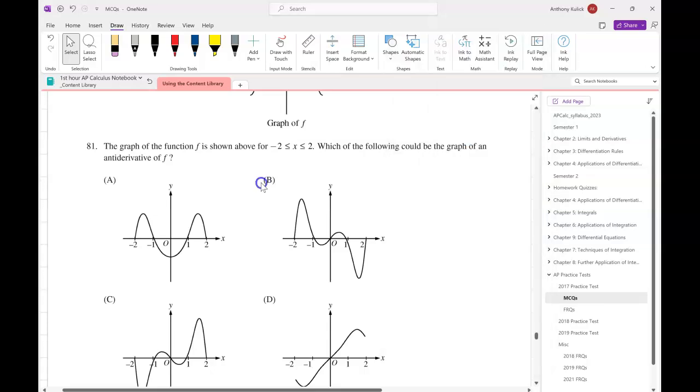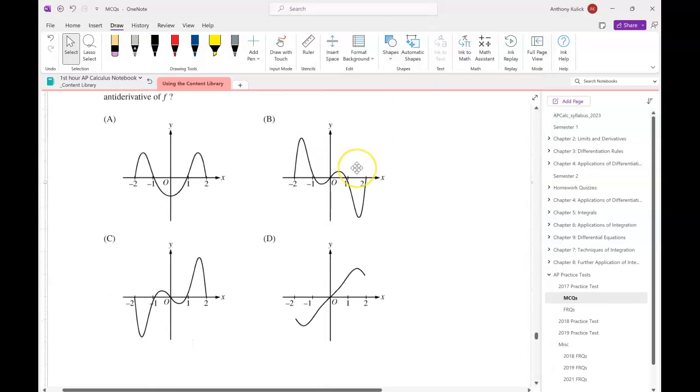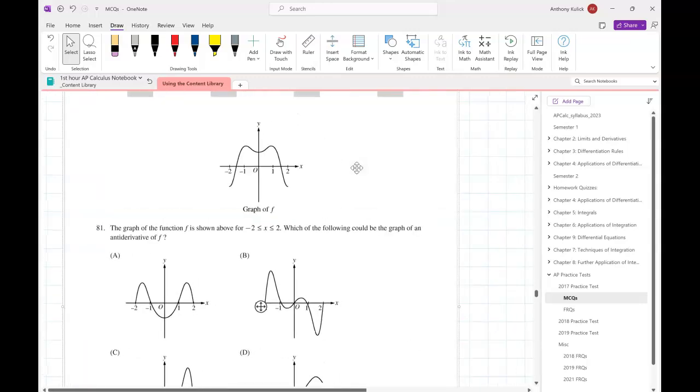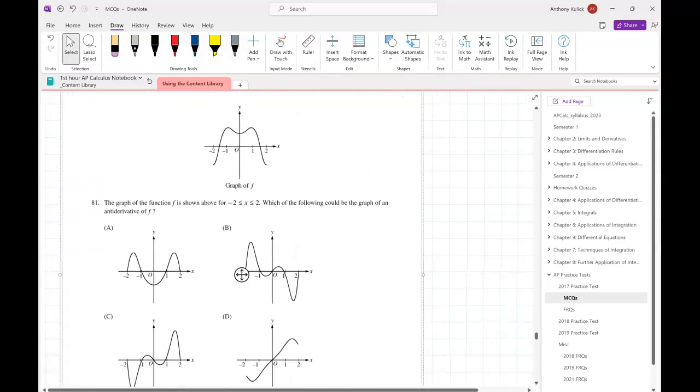81 turned out to be one of the hardest 2 problems for you guys, or the least correct of the 2 problems. Again, your calculator is useless to you on this. So we're given a graph of f, and we're asked which one of these could be the antiderivative of f.